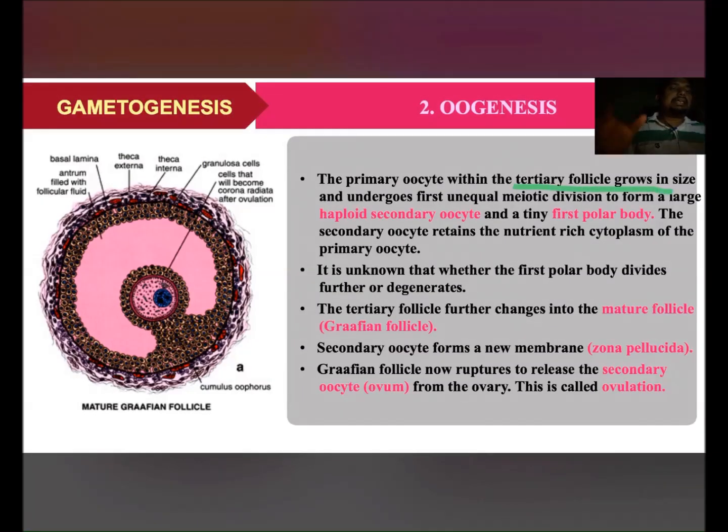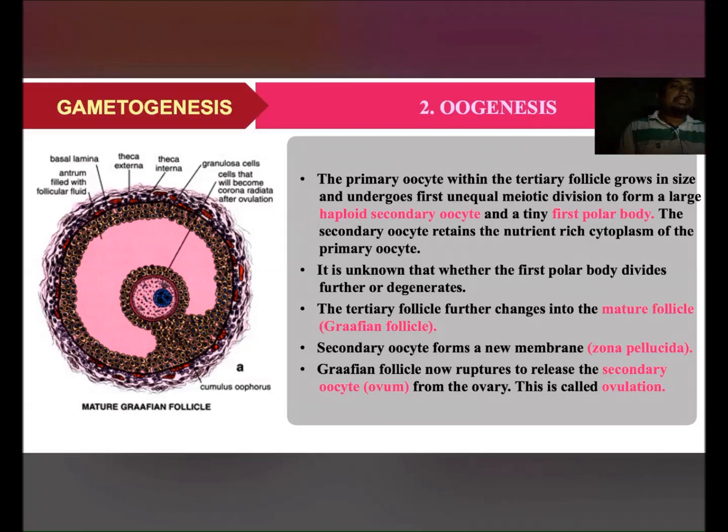Tertiary follicles grow in size, and they undergo the first unequal meiotic division to form a large haploid secondary oocyte and a tiny first polar body. The secondary oocyte retains the nutrient rich cytoplasm of the primary oocyte, और जो primary oocytes में जो cytoplasm थे उस cytoplasm को secondary oocyte में भी मिल जाता है. ठीक है, so in this way primary oocytes change into secondary oocytes in Graafian follicles. It is unknown whether the first polar body divides or degenerates. The first polar body is formed, but what is the fate of the polar body? It is still unknown whether it further divides or it gets degenerated after its formation, isn't it?